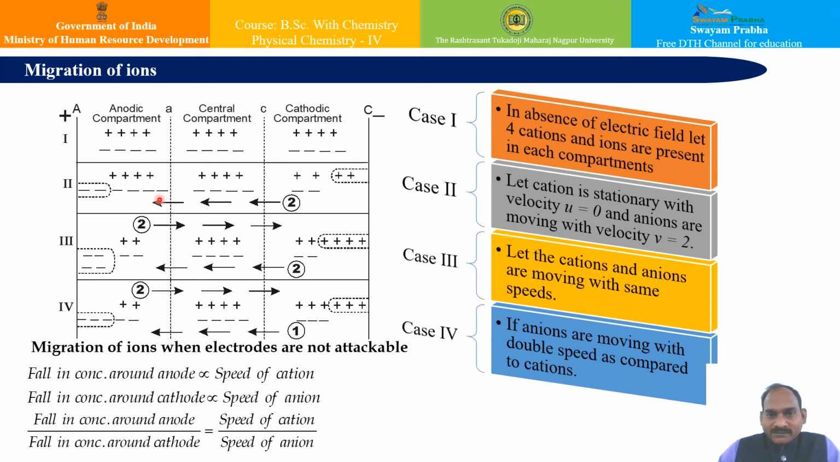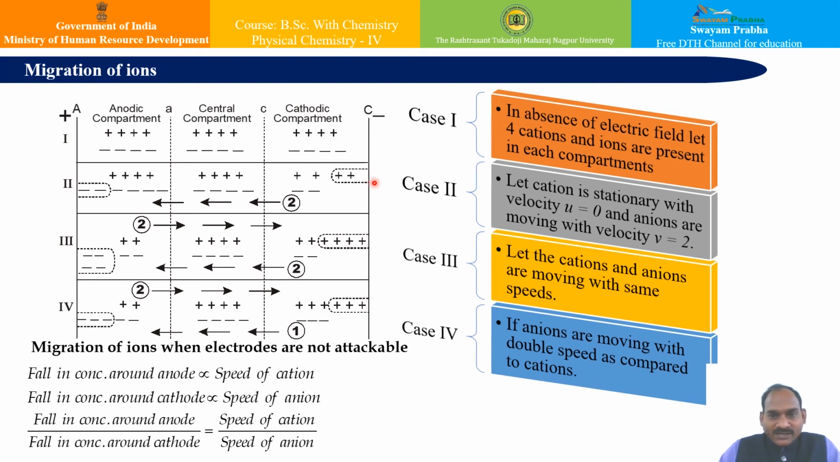Now what will happen? As a result, there is a fall of concentration of anions in the cathode compartment by 2, while there is an increase in concentration of anions in the anode compartment by 2. Correct? So the concentration of the central compartment will remain the same in this case, and two excess anions are discharged at the anode and two excess cations are discharged at the cathode. Got the point?